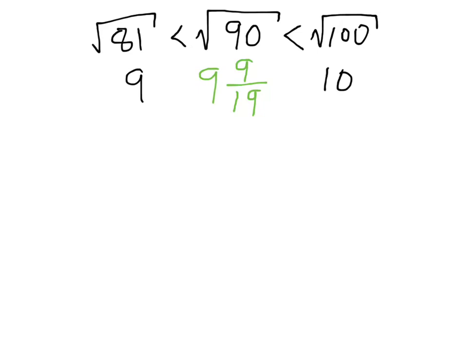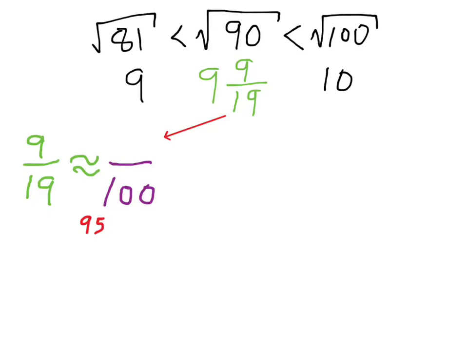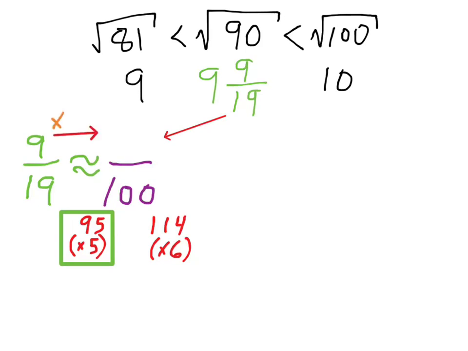However, again, we still want a decimal approximation. So for 9/19, we're going to see how to get that to be approximately 100. We find that if we multiply it by 5, we get 95. And if we multiply it by 6, we get 114. The one that's closer is the times 5, or 95. And so we're going to take 9, the numerator, and multiply it by 5 and get 45. So the square root of 90 is approximately 9.45.